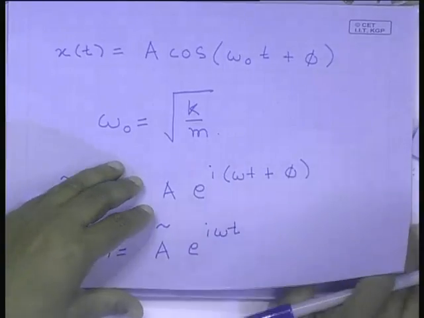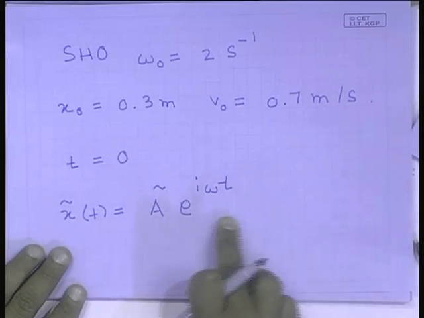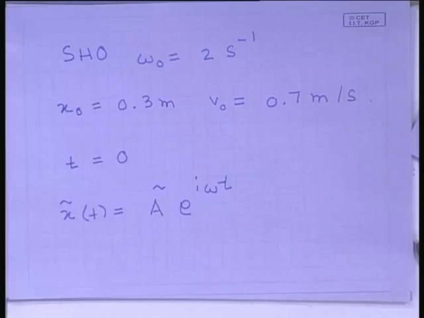So, in this example we have worked out how you can use the initial conditions to determine the complex amplitude, and this complex amplitude encodes all the information about the initial conditions, and we can now put this back into the solution, and here you have the full information about the future evolution of the simple harmonic oscillator. Having taken up this example, let us now go back to the topic of today's lecture, which is damped oscillators.